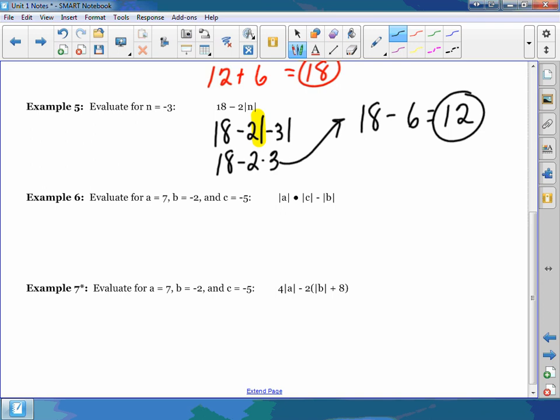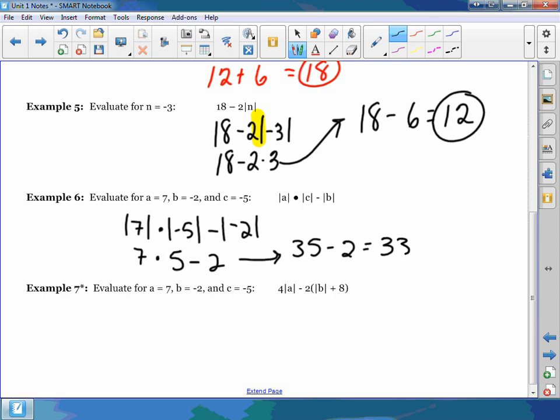Okay? 6, substituting in absolute value of 7 times absolute value of C, which is -5, minus the absolute value of B, which is -2. Well, the absolute value of 7 is still just 7 places away from 0, so that becomes 7. Absolute value of -5, 5 places away. Absolute value of -2 is just 2 places away. Order of operations states that we do multiplication before subtraction, so I'm going to do 7 times 5 to get 35 first. Take away 2, and I'm going to end up with 33.